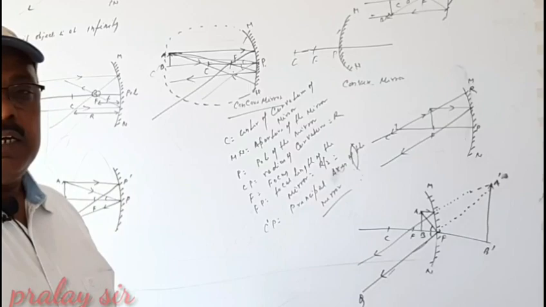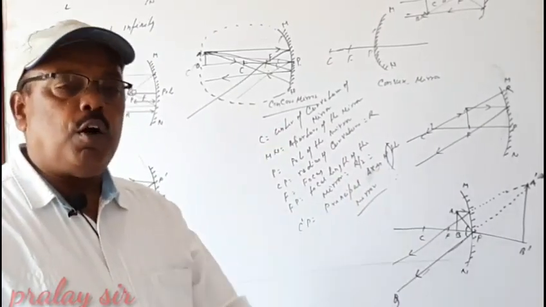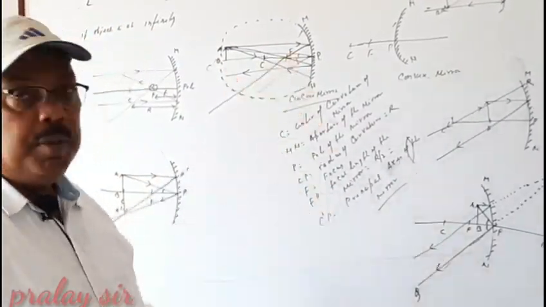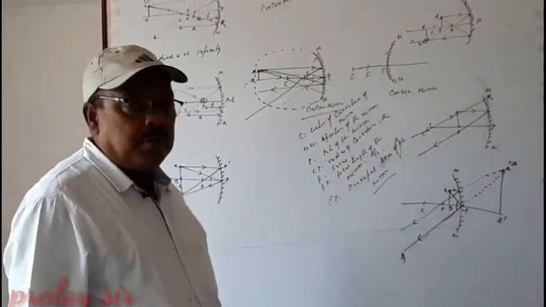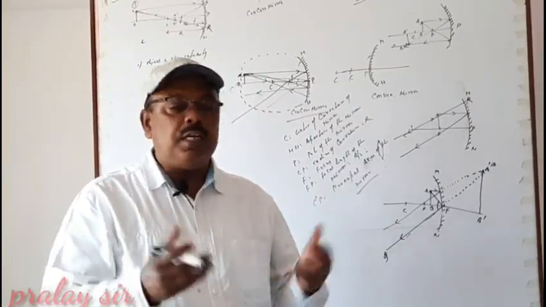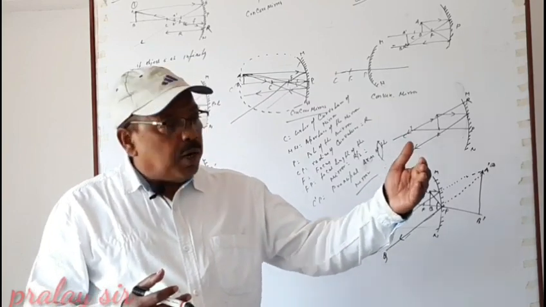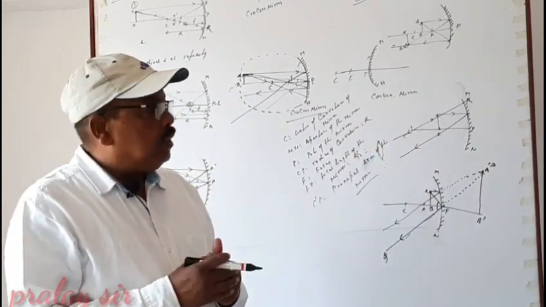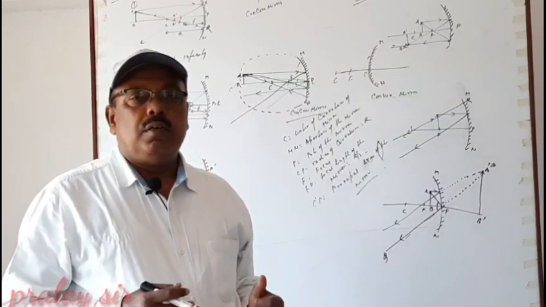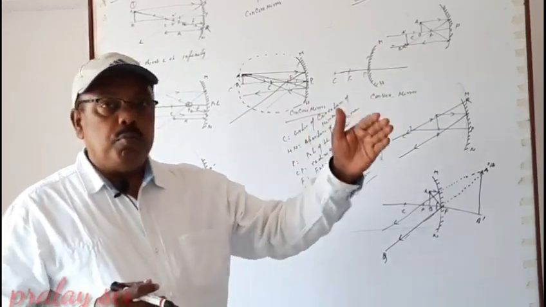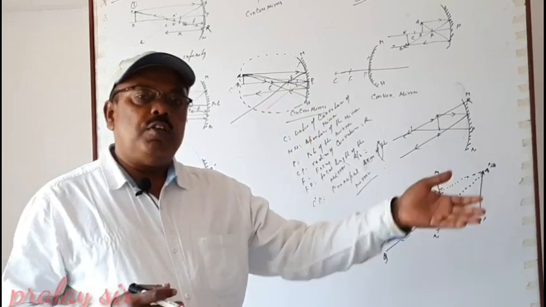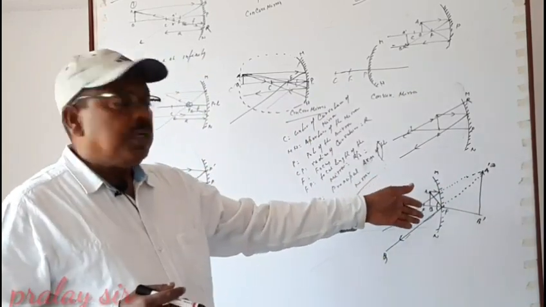And I told you earlier that if you have a virtual image, we can't get it on a screen. The example is a plane mirror. If you are standing in front of the mirror, say 4 meters away from the mirror, then you can see that your image is formed behind the mirror by 4 meters. But when we go behind the wall where the mirror is fixed, we cannot get that figure on a screen. So that is the virtual image. Here the case is also the same. It is a virtual image.